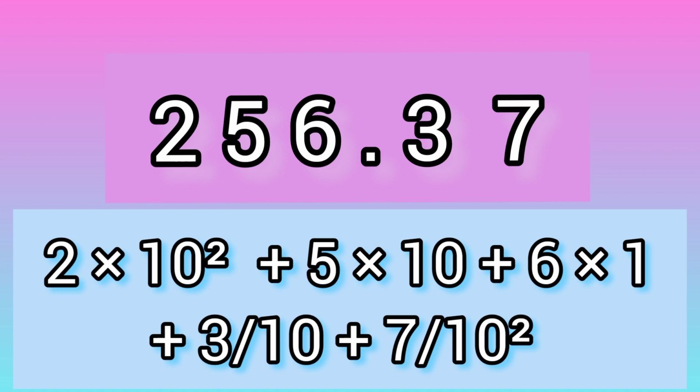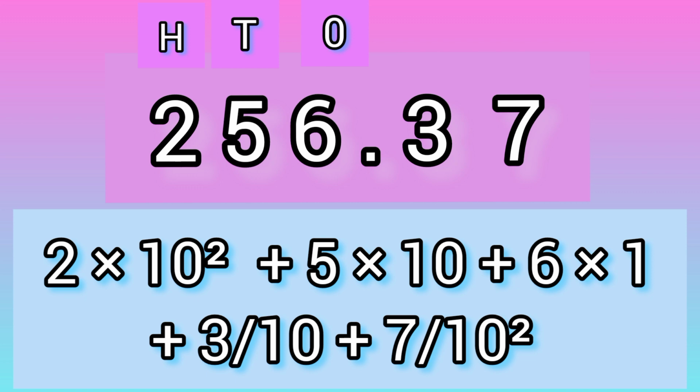decimal point is between 6 and 3. So on the left side we have 6 in ones place. So we multiply it with 1. Then the number 5 is in tens place. So we multiply with 10. And 2 is in hundreds place. So we multiply it with 100.